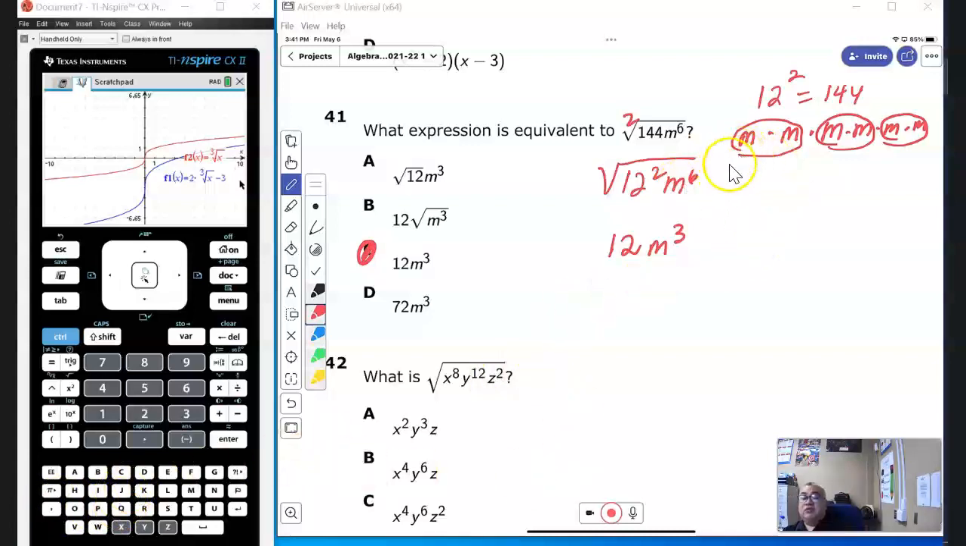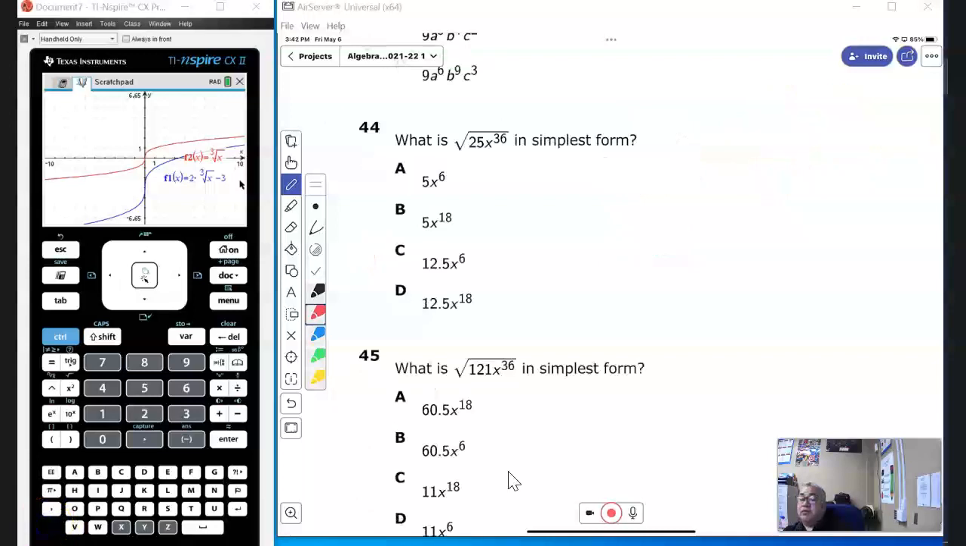So when I say get the square root of m squared, that's just going to be m. It's just one of these m's. And so it's going to be m times m times m. And we have 3 groups, so that's going to be m to the power 3. Now, the quickest way that you can do this also is just divide by the index. So 6 divided by 2 is 3, so it's going to be m to the power 3, and then you have the square root of 12 squared, which gives you 12.